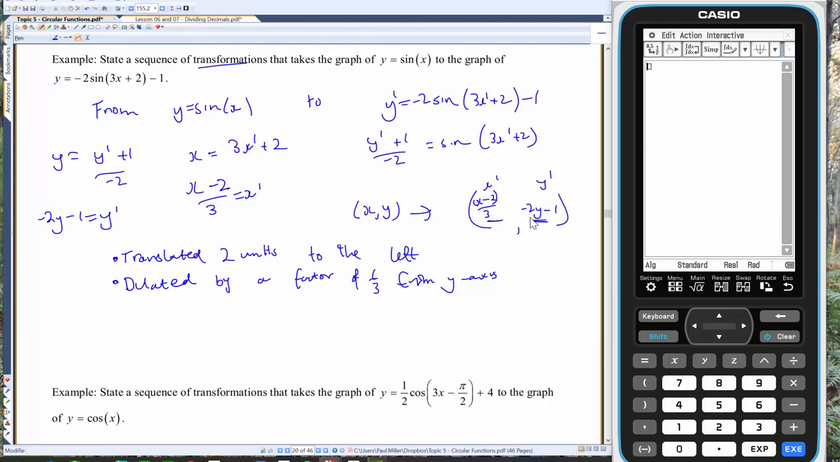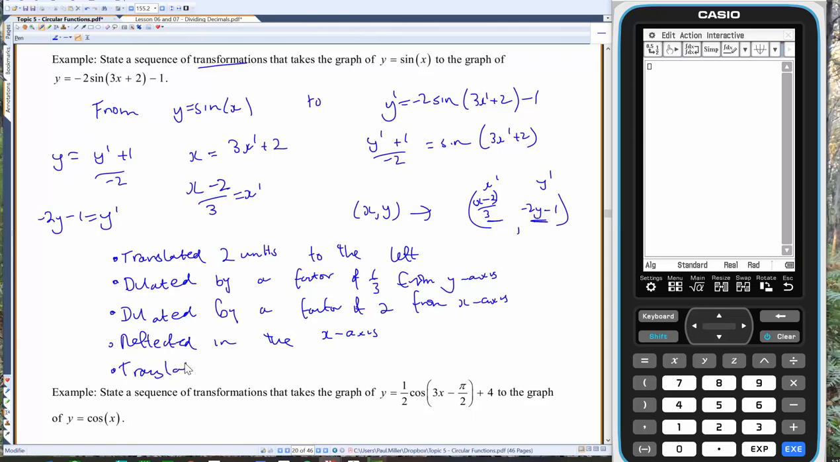Over to here, what we're going to first of all look at is a dilation. So dilated by a factor of 2 from the x-axis. This negative sign means it has been reflected in the x-axis. Reflections in the x-axis change y, and it's been translated 1 unit down.